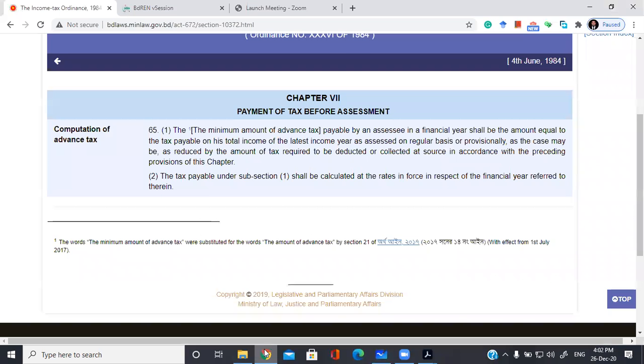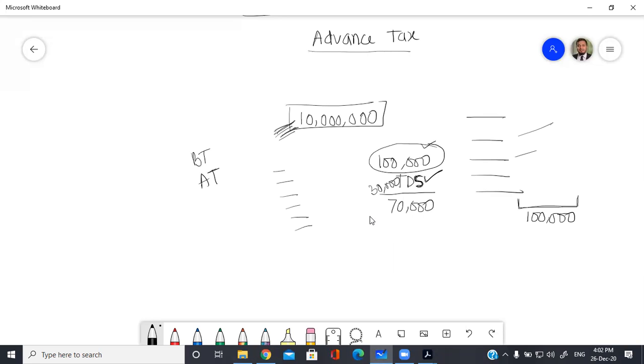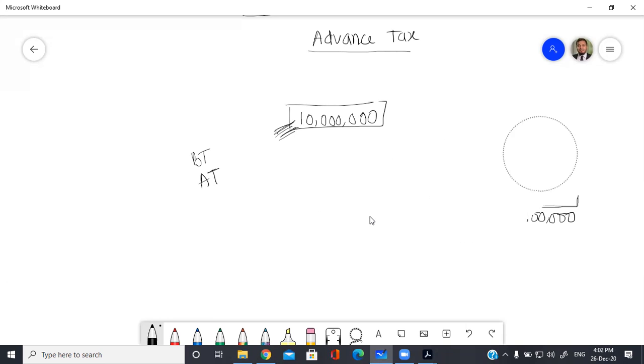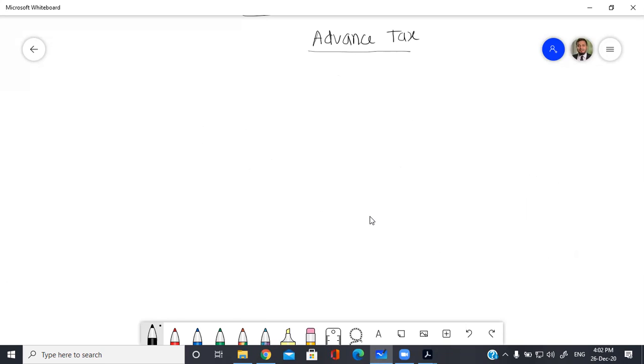It is not likely that you have to pay the 70,000 at once to the tax authority. The tax authority has given you the flexibility that you can pay the advance tax in equal installments, say on the 15th day of each of these months: September, December, March, June. Does it look like a quarterly payment? Yes, sir.